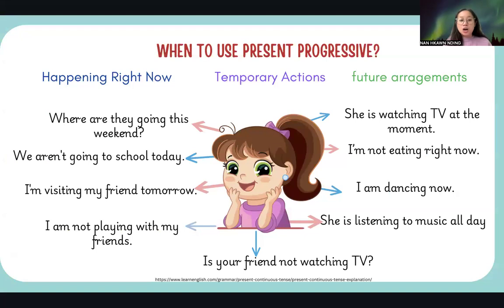For example, we aren't going to school today, right? Another one is I'm visiting my friend tomorrow. That is a future arrangement. Okay. I'm not eating right now. That is a temporary action, what is happening right now, right? So this is the example of present progressive.